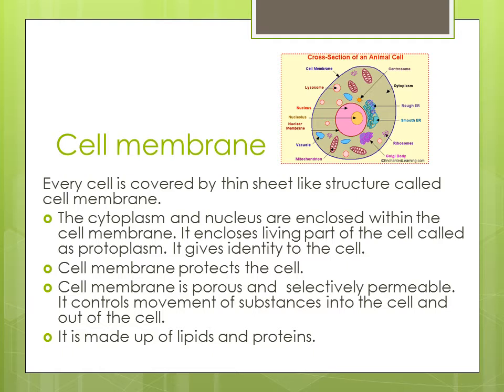Cell membrane is flexible and porous. It is selectively permeable. Now what is this selective permeability? Let me elaborate. It is called as selectively permeable because it gives entry to only those substances which are required by the cell, and it controls exit of the substances which are again required by the cell.